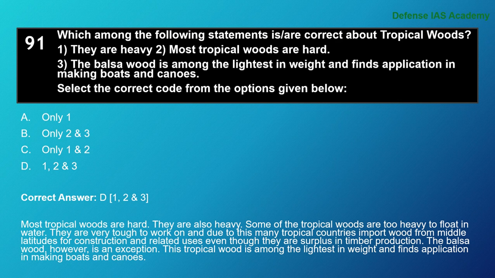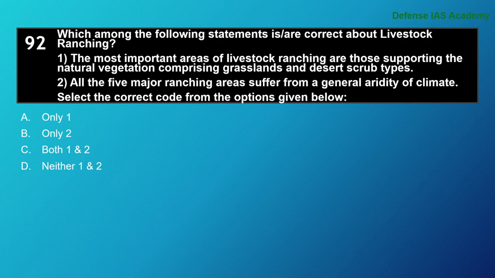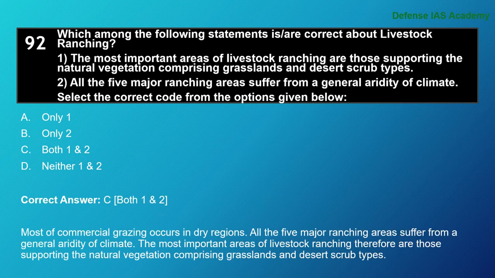They are very tough to work on, and due to this, many tropical countries import wood from the middle latitudes for construction and related uses, even though they are surplus in timber production. The balsa wood is an exception. This tropical wood is among the lightest in weight, and it's mainly used for making boats and canoes.